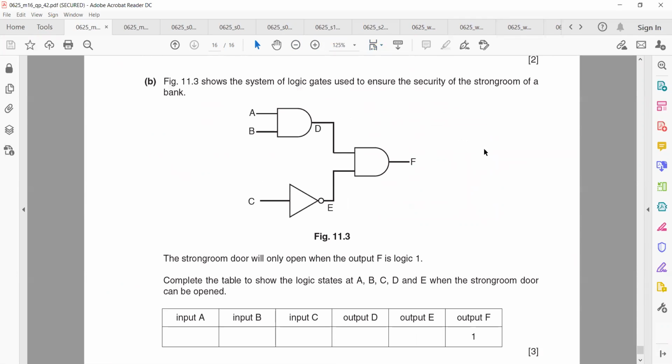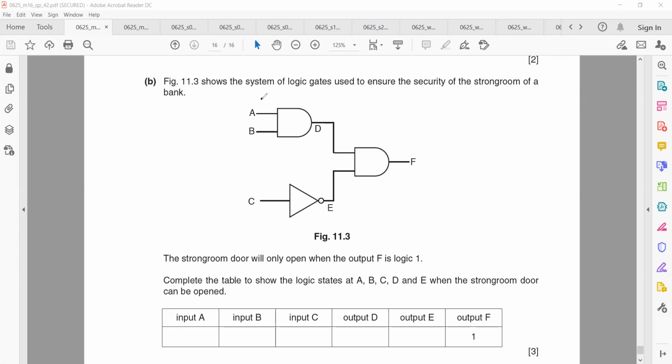Figure 11.3 shows a system of logic gates used to ensure the security of the strong room in the bank. A strong room door will not open when the output F is 1. Complete the table to show the logic gate states A, B, C, D, E when the strong room can be opened. You need output F to be 1.